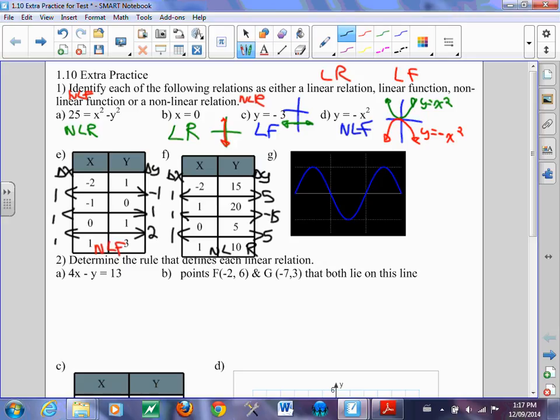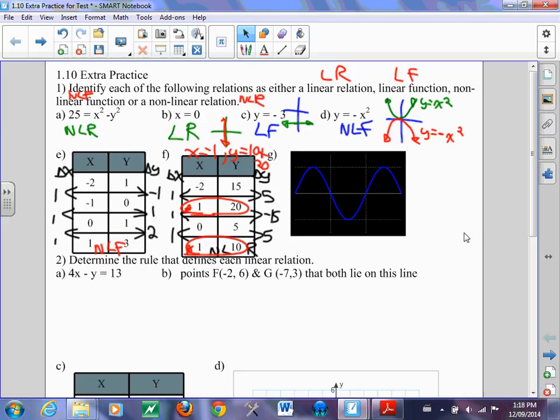Now, the reason why this is going to be a nonlinear relation, folks, is if you look at right here and here, notice x has a value of 20 when it's 1, and x also has a value of 10 when it's 1. So it would not pass the vertical line test. Here's a case where each x does not have only one y, because when x equals 1, y equals two numbers. It equals 10 and 20. So that's why that is a relation and not a function.